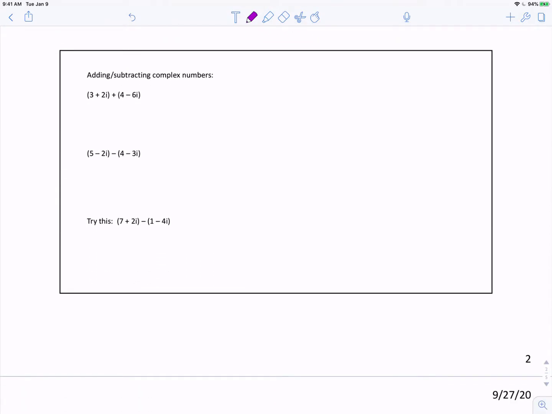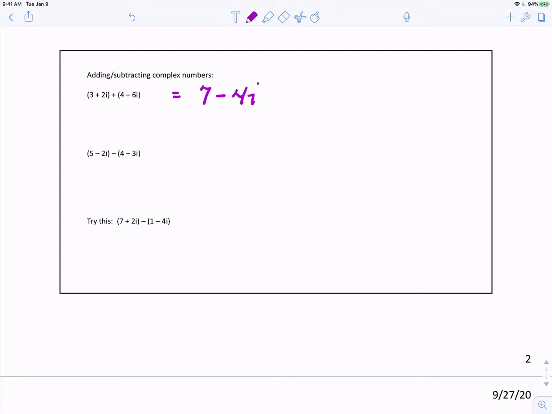Adding and subtracting complex numbers is really easy also. It works just the way that you hope it would. You add the real parts together and you add the imaginary parts together. So (3 plus 2i) plus (4 minus 6i). If we combine the real parts, we get 7. And if we combine the imaginary parts, we get -4i.